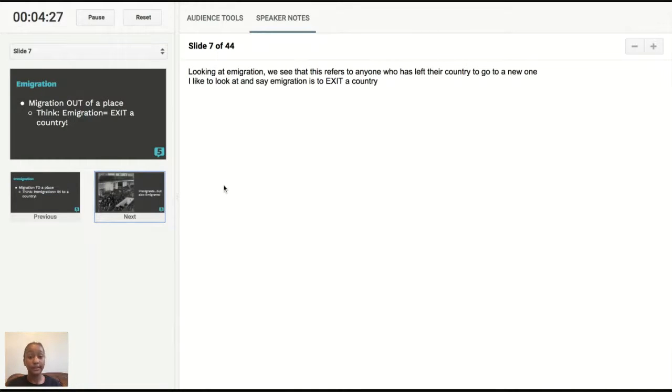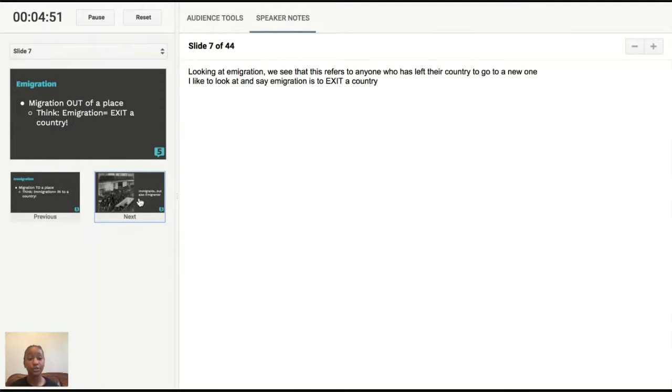Emigration with an E. So we see that this refers to anyone who has left their country to go to a new one. I like to look at it and say emigration is to exit a country. We have the E there. These can be kind of confusing when you're saying them out loud, but eventually you'll just be able to look at it and be like, immigrant, come in, emigrate, to exit.